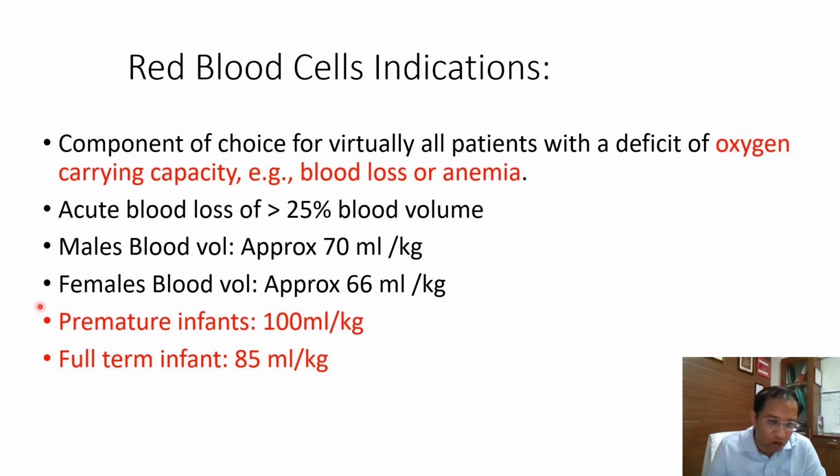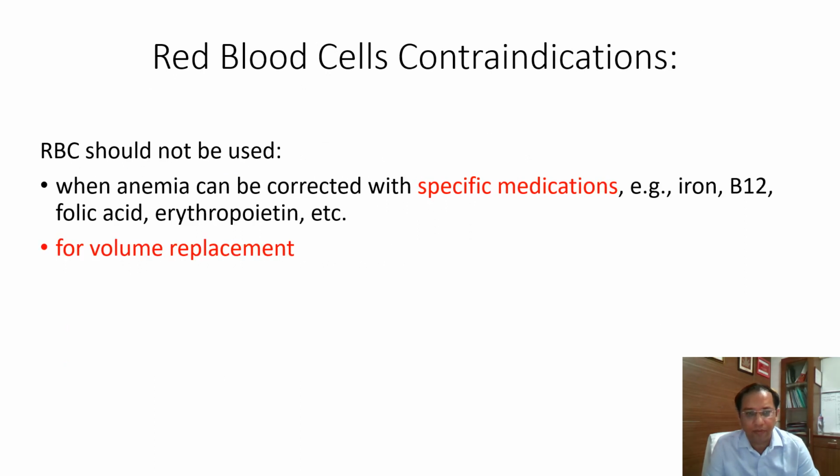The usual volume that we can calculate through Nadler's formula, which comprises height and weight, or you can do some approximation, wherein male blood volume is generally considered as 70 ml per kg. That means for a 70 kg male, it will be around 5 liters. For females, the blood volume is approximately 66 ml per kg. In children, which is today's topic, premature infants are generally 100 ml per kg, and as a dictum, a full-term infant is around 85 ml per kg.